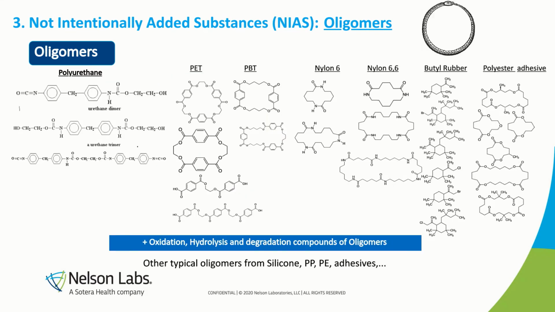So yeah, that's where you will find the oligomers. Now, I have listed some of the oligomers for different materials that you potentially may see. What is obvious here is that a lot of those compounds are cyclic. And that has a reason.